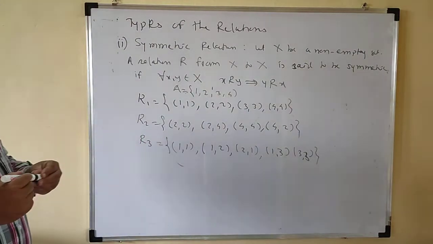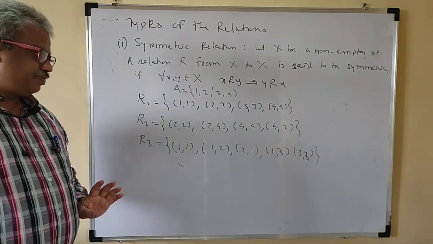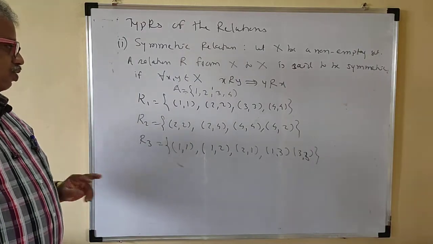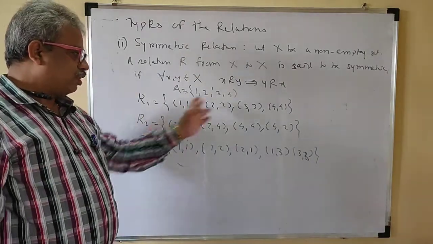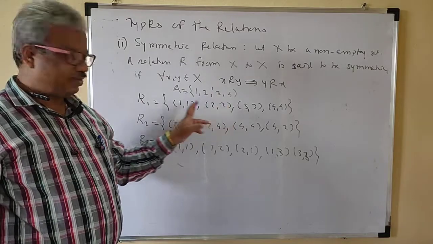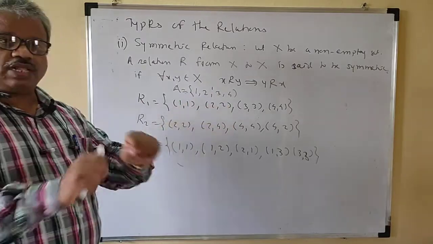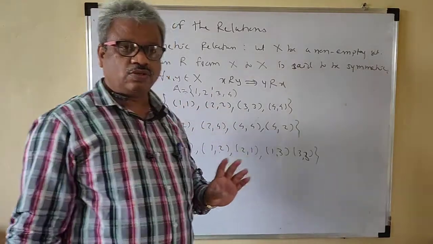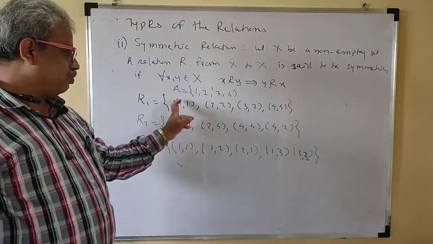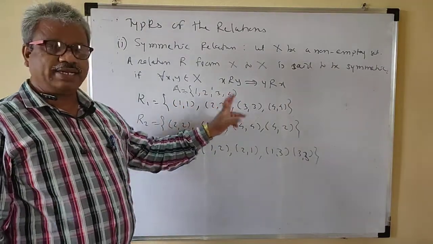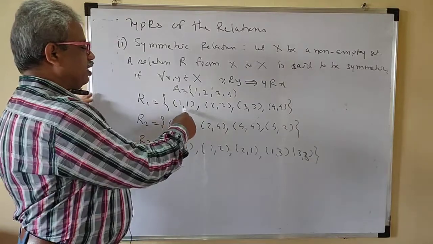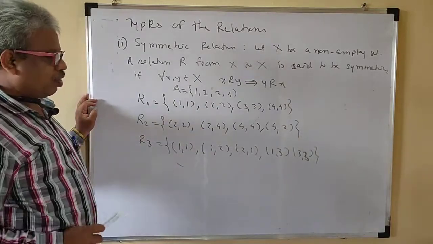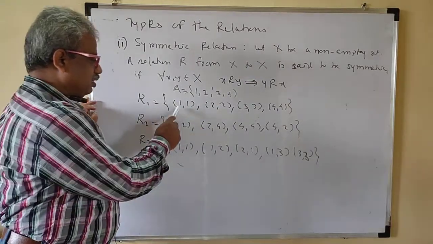Now we check whether these relations are symmetric or not. 1 is related to 1, no problem here. So this is the identity relation. A reflexive identity relation is always a symmetric relation, no problem for this. x is related to x, and this is true for all x. So this is the symmetric relation.